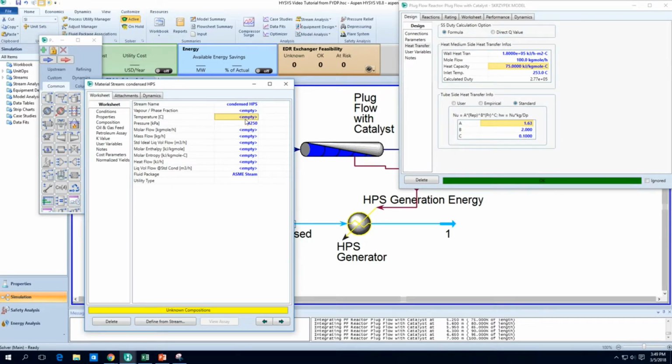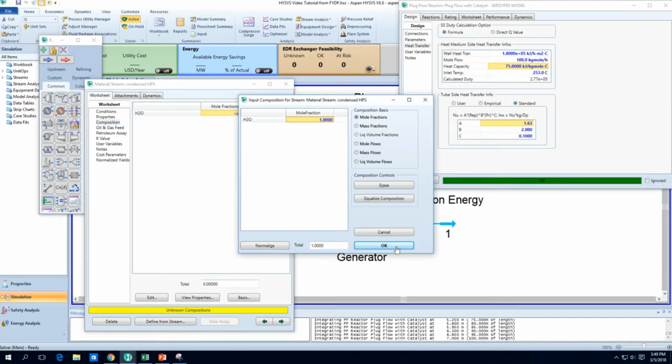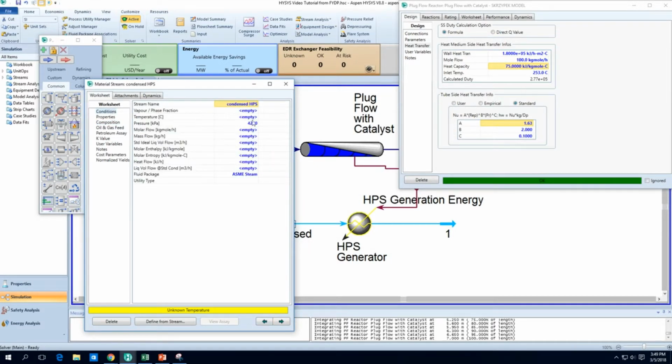kilopascals. And the fluid package I use is the ASME steam tables, which is kind of obvious. You have to use steam tables for this. And I'm going to just use water here. I'm going to press OK. And the vapor phase fraction is going to be 0. So it's effectively going to be saturated steam. I mean saturated condensed water.